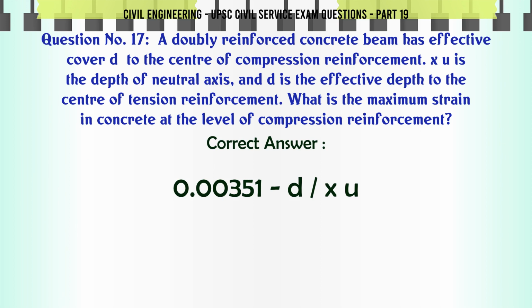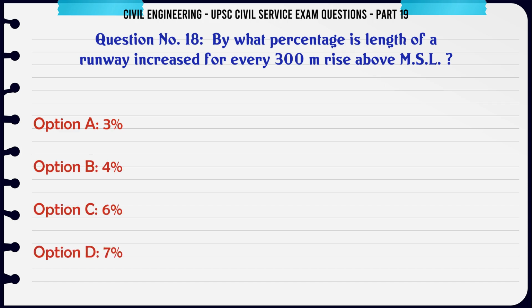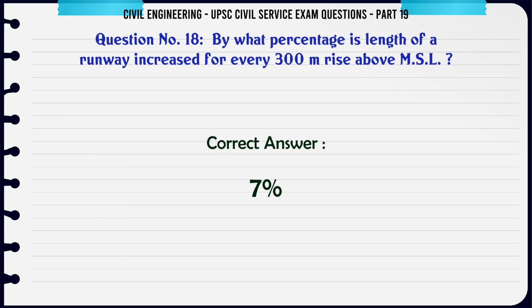0.00351 dxu. By what percentage is length of a runway increased for every 300 m rise above MSL? A. 3, B. 4, C. 6, D. 7. The correct answer is 7.